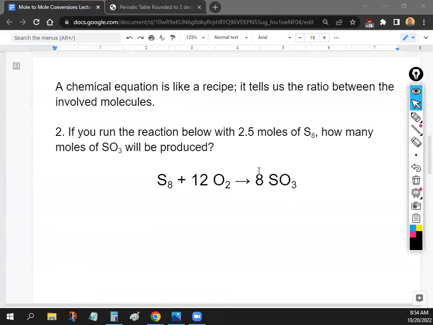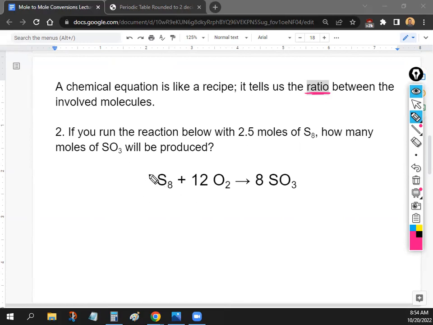So moles to moles, I think it's a bit easier because you don't really need to do any math. And so when you have a chemical equation, it tells us the ratio between involved molecules. So I want you guys to write this word ratio right here. Okay, ratio. Ratio basically just means how many of one thing you need to make another.